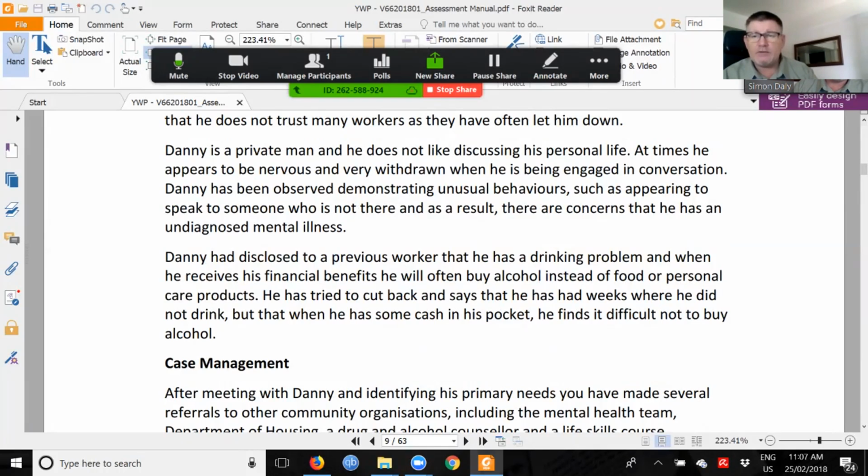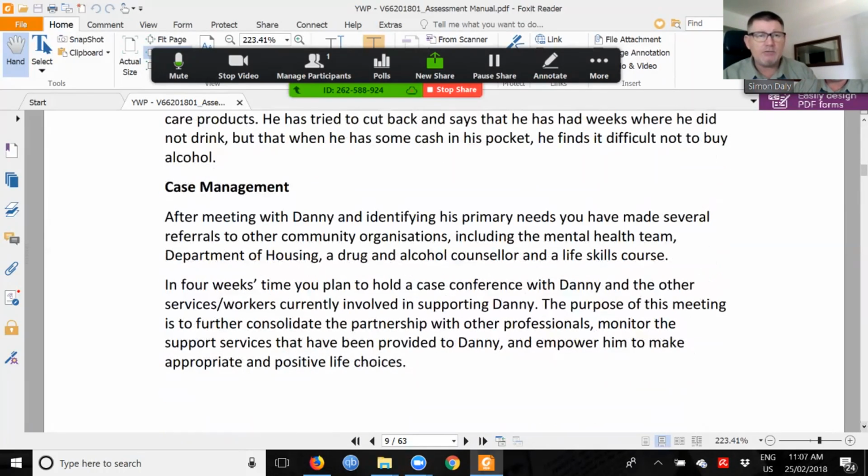That when he has cash in his pocket, he finds it difficult not to buy alcohol. And in terms of this, after the case management, after meeting with Danny and identifying his primary needs, you've made several referrals to other community organisations, including a mental health team, Department of Housing, Drug and Alcohol Counsellor, and a life skills course. In 4 weeks' time, you plan to hold a case conference. So that will be a meeting amongst all the professionals, all the stakeholders involved with Danny, and possibly a representative for Danny and other workers currently involved in supporting Danny.